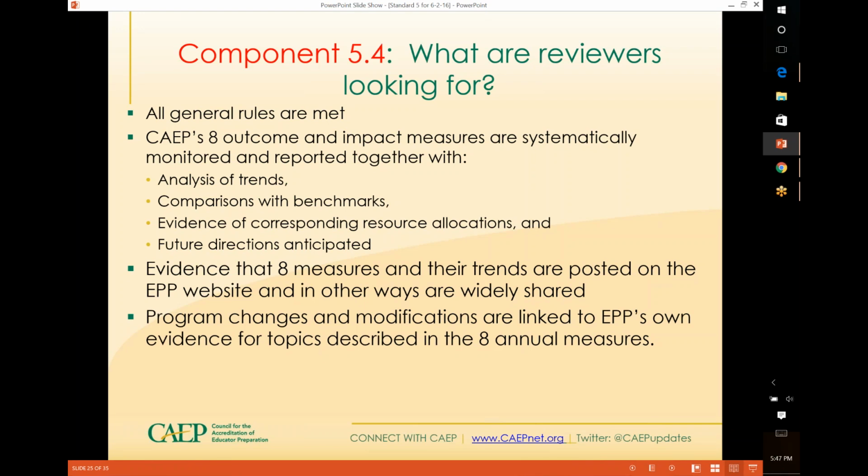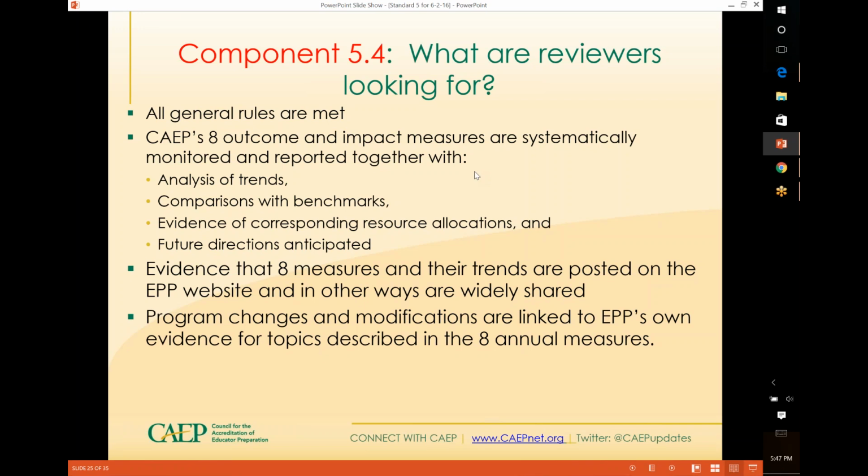If your employer satisfaction surveys are telling you that they don't think your candidates are particularly adept at using technology to provide access to instruction for all students, that's something where a resource allocation might be implied to provide upgraded, updated, or more technology to have available to candidates, so that when they become completers and they're in service, they can make use of what you've taught them.